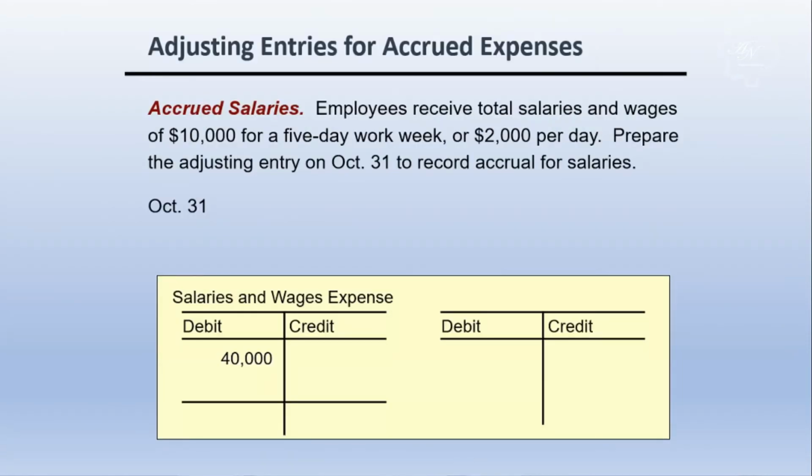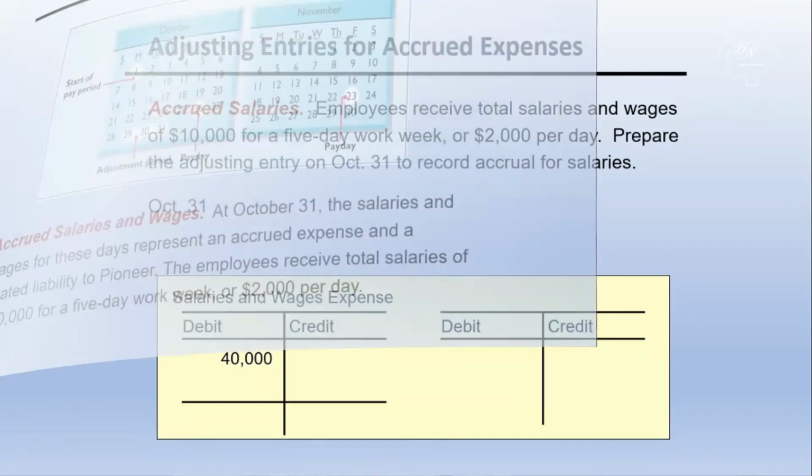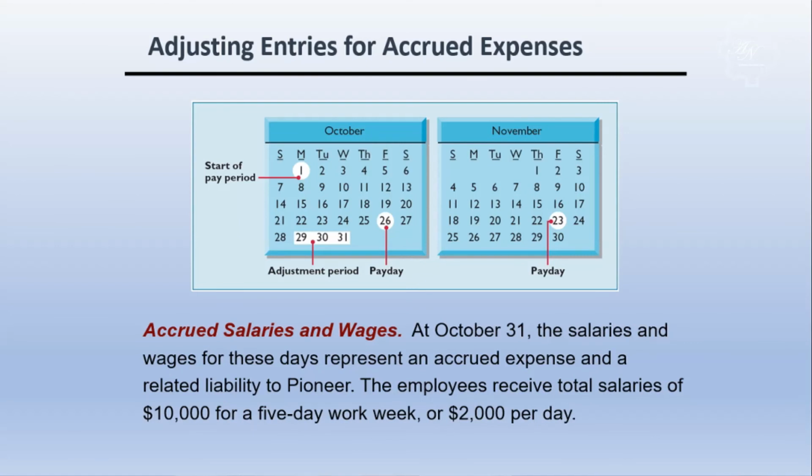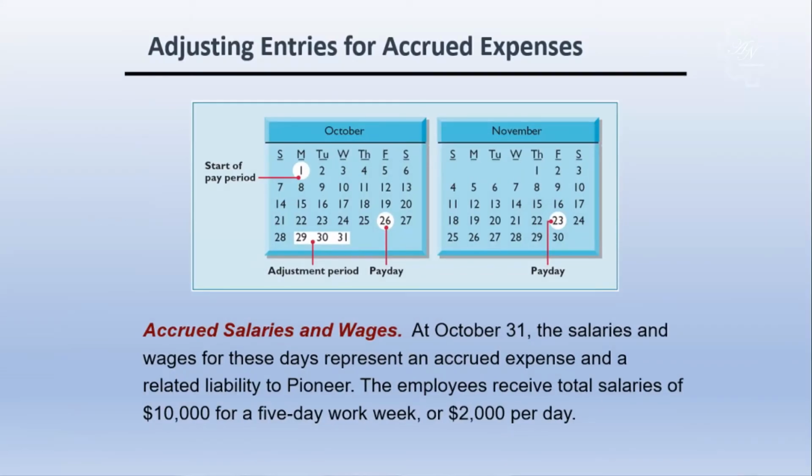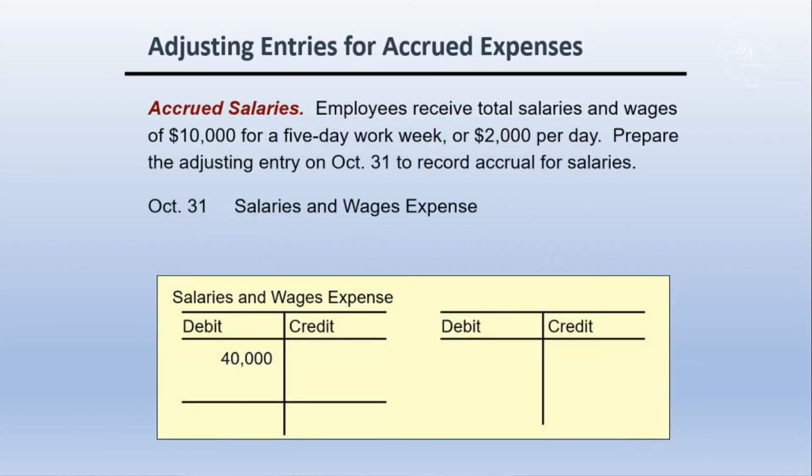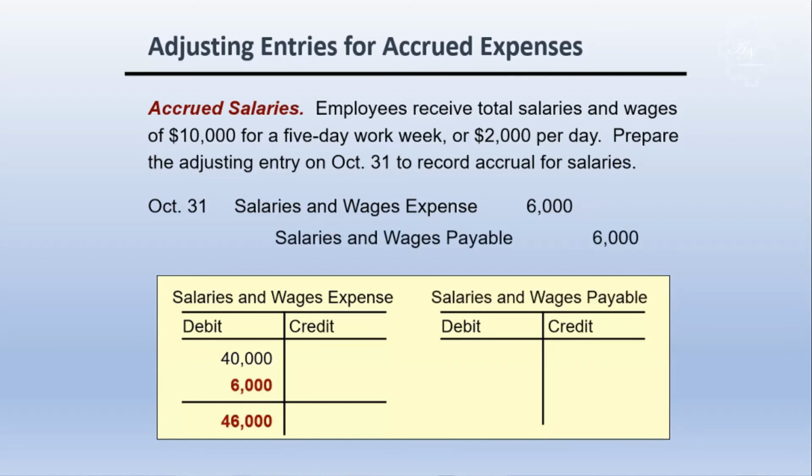Prepare the adjusting entry on October 31 to record accrual for salaries. Here we have in October, Monday, Tuesday, Wednesday, 29, 30, 31. We won't pay them till next month. So we have accrued salaries for $6,000 for 3 days. The entry: debit salaries and wages expense, credit salaries and wages payable for $6,000.